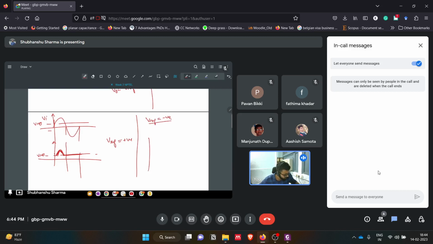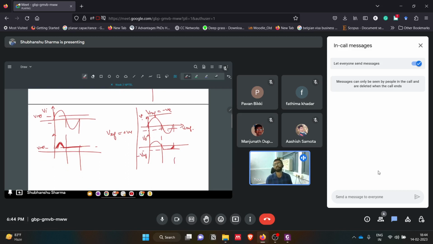If this was the input waveform, then let's say this is the V reference. Since it is a negative clipper, this part will get clipped off. So we will get a waveform like this, minus V reference. This is the output voltage.